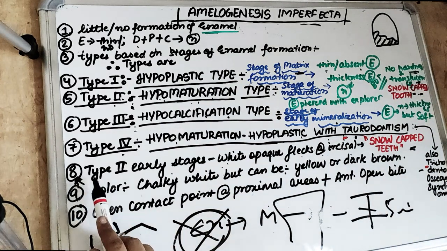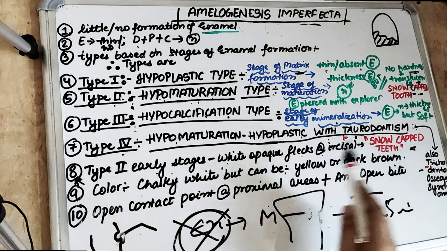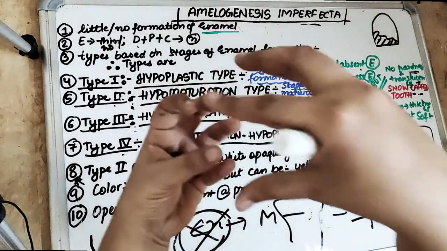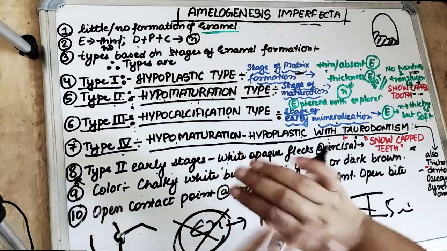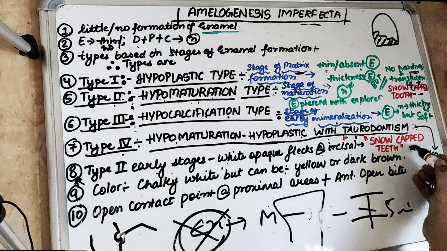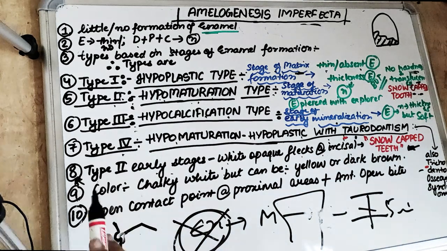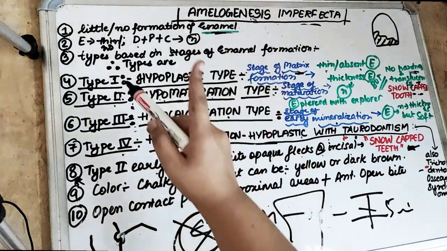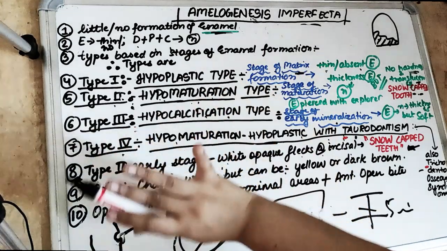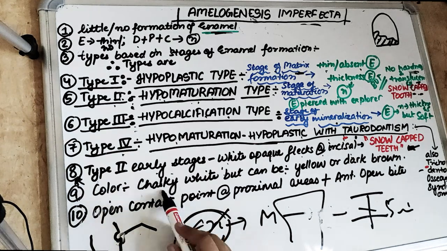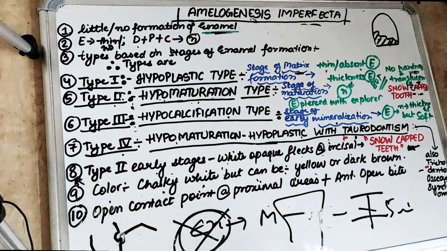Coming to the 8th point, the type 2 early stages give us a white opaque fleck appearance at the incisal area. It's like this tooth is capped with snow. So a very white, bright white color will be present at the incisal area, giving the appearance that the teeth are capped with snow. And the color of the tooth in amelogenesis imperfecta, always remember, only the enamel is altered. Dentine, pulp, cementum, everything else is normal. Remember this, only enamel is thin or no enamel. So the color is going to be chalky white, or it can be yellow or dark brown. There can also be pitting present on the teeth.